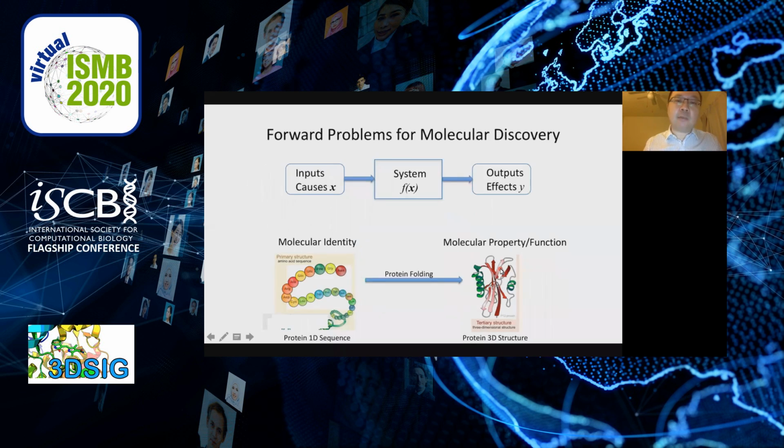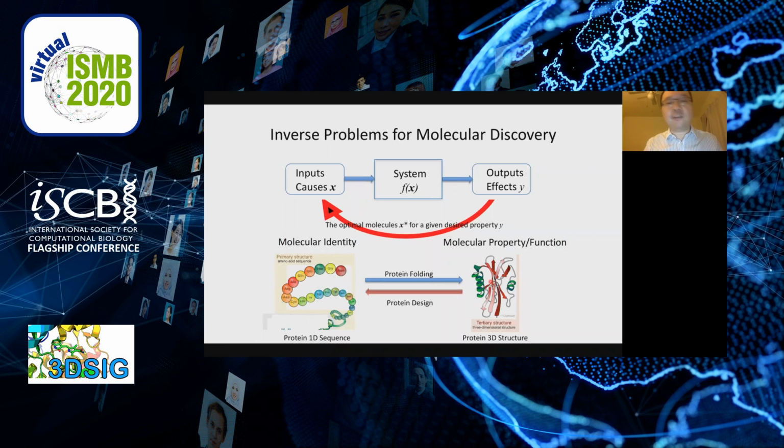One kind of problem is a forward problem, where we start with a molecular identity and predict its function, for instance, starting with the protein sequence and predicting its structure or function. But the focus of today is the inverse problem, where we start with the desired property or function and design or predict the protein identity. For instance, protein design is the inverse problem to protein folding.